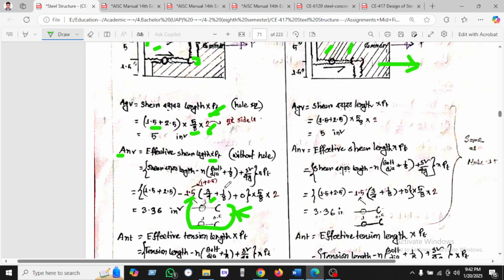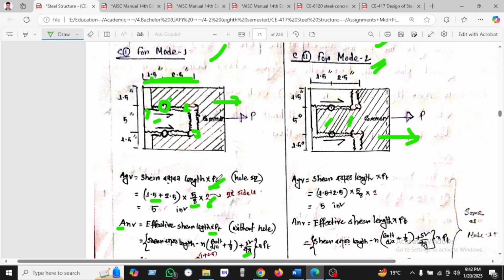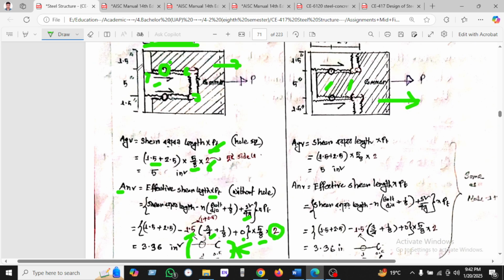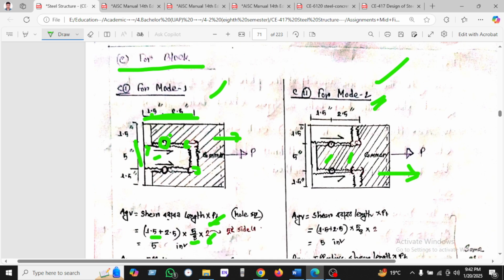And the diameter is shown here as 3/2 plus 1/8, and there is no shear lag, since s squared over 4g is the stagger. That's why it will be s squared over 4g, and 5/8, and it occurs along the two paths, which is why we multiply by 2. Now the effective tension length we have seen here: the tension length is 5, so there is no doubt at all.